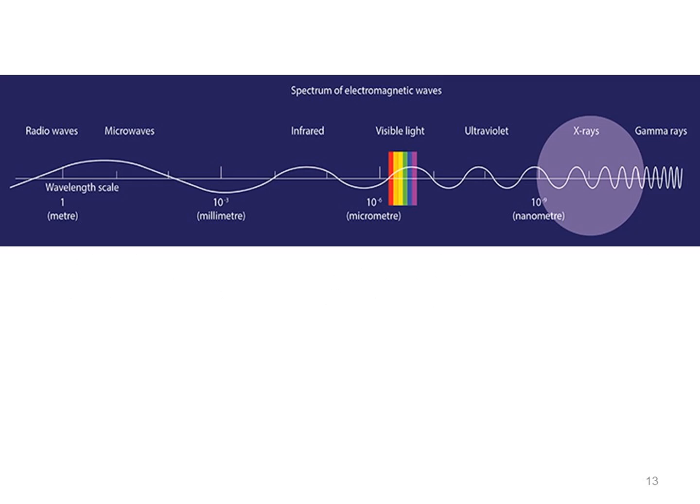This is the electromagnetic spectrum comparing the size of objects that can be studied with various techniques. Here is the size: meter, millimeter, micrometer, and nanometer. And these are the different types of waves like radio waves, microwaves, infrared, visible light, ultraviolet, X-rays, and gamma rays. This is a part of the visible light.